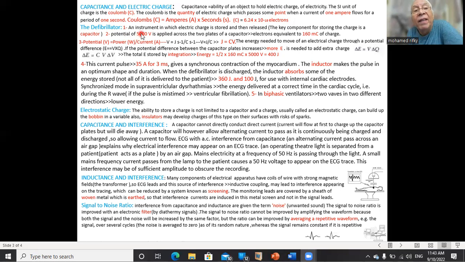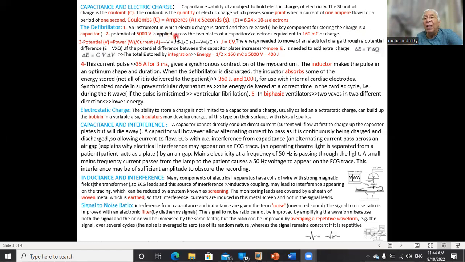The defibrillator is an instrument which collects electrical charge and releases it in a controlled fashion. It is released in a way so that it can create a defibrillating effect. The key component, of course, is the capacitor, where it collects the charge and then releases it. So the potential, whenever it's 5,000 volts, is applied across the plates of the capacitor. A capacitor is, of course, two conductors separated by an insulator.